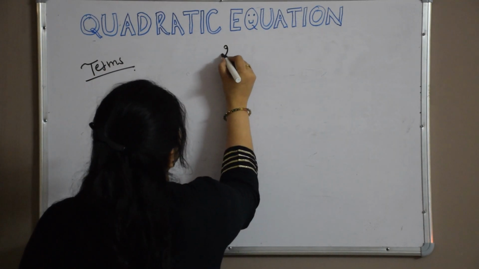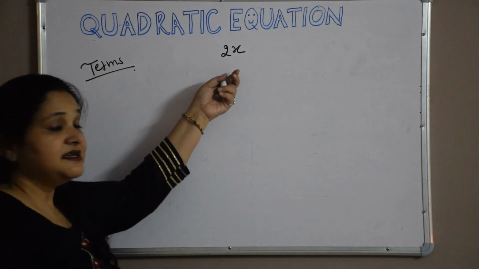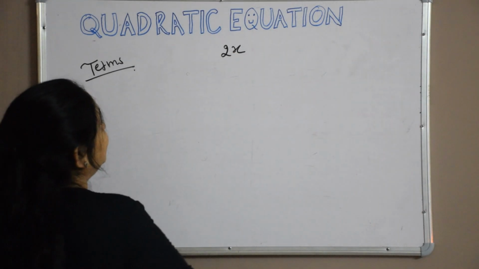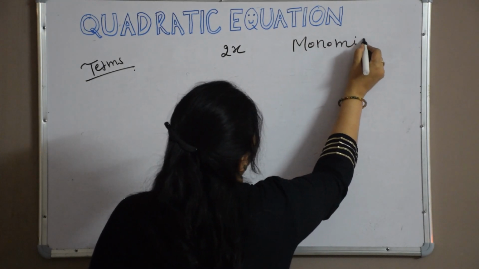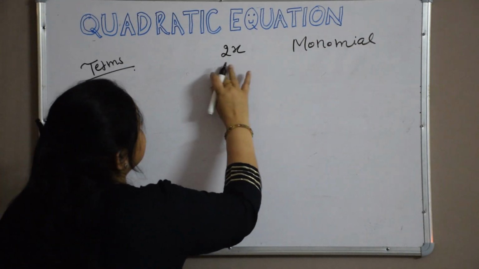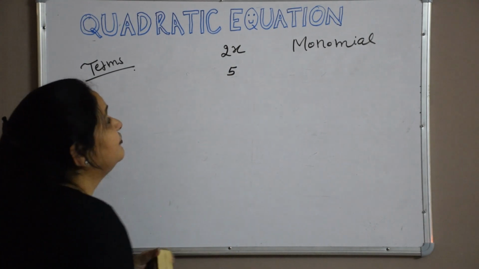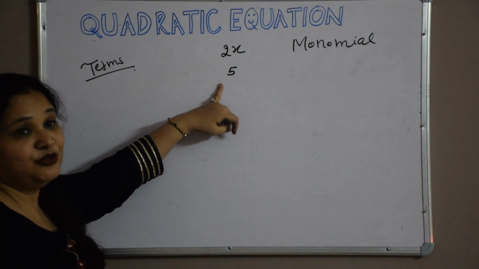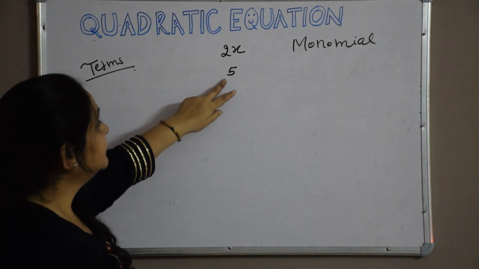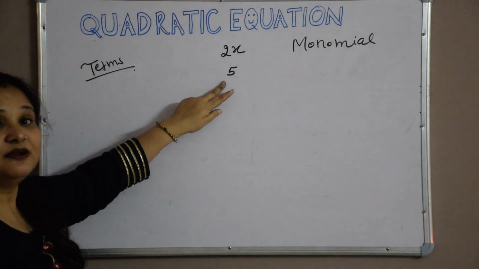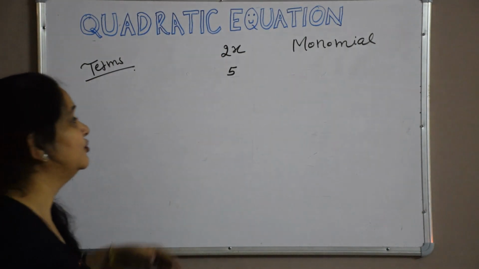Suppose I am having this 2x. This is a single term. So a single term polynomial is called monomial. Several examples: 2x, simply 5. 5 is also a polynomial and the term is single, but whenever a single constant term is there, we can also call it constant polynomial.